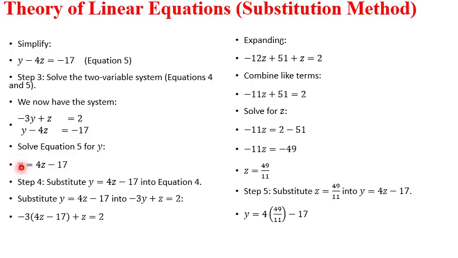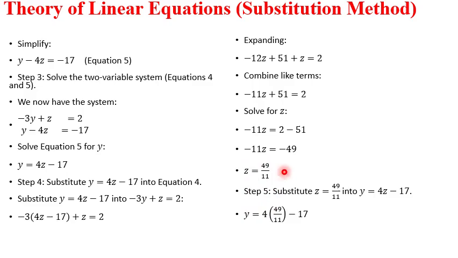So you then again, because we are using substitution method, you can now substitute this for y in this equation, and that is what we've done here. So minus z, then you substitute this for y, and you see by so doing we can expand, collect like terms, and solve for z. So solving for z shows that z equals 49 all over 11.